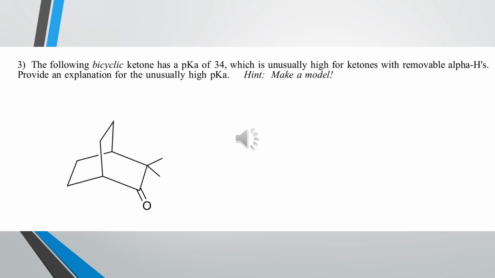It's a bicyclic system. This particular ketone has a pKa of 34, which is very, very high for ketones with removable alpha hydrogens or enolizable hydrogens. You are to provide an explanation for why the pKa of this molecule is so high, or why the acidity is so low. Okay, and the hint is to make a model. So give these problems a try.